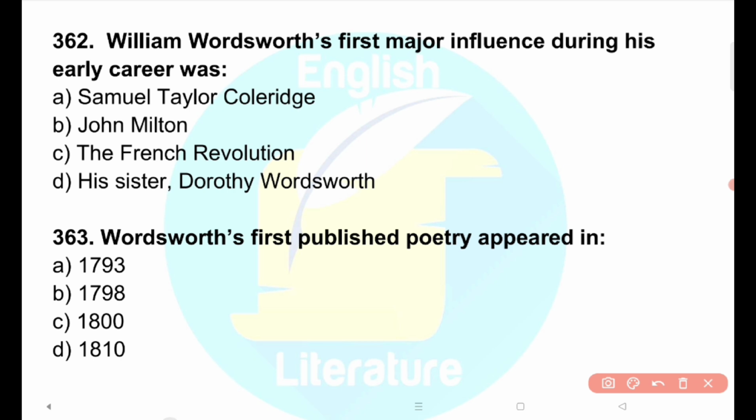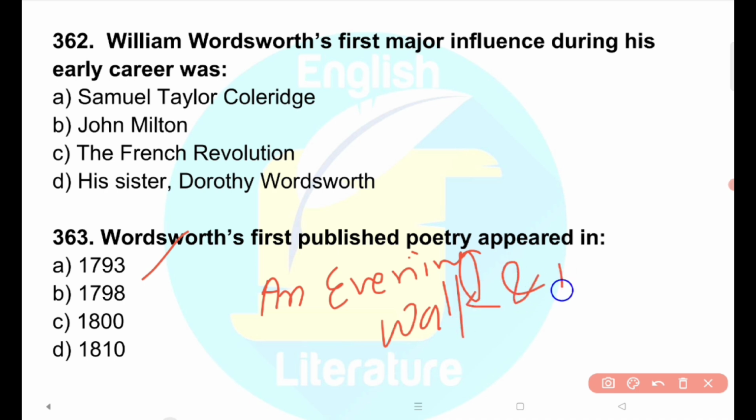Wordsworth first published poetry in option A, 1793. Wordsworth's first published work was An Evening Walk and Descriptive Sketches, 1793. These poems reflect his early enthusiasm for nature and revolutionary ideas and were influenced by his experience in France.